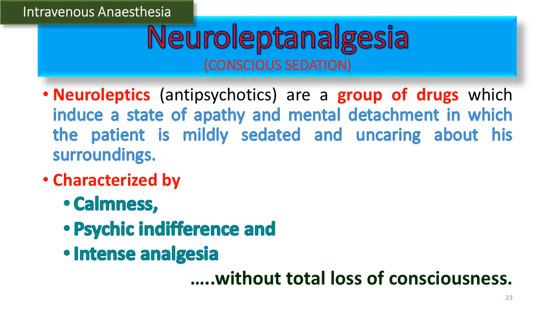Now coming to another important group of intravenous anesthesia is neuroleptic analgesia, which is also known as conscious sedation. Neuroleptics are antipsychotics. They are a group of drugs which induce a state of apathy and mental detachment in which the patient is mildly sedated and uncaring about his surroundings. It is characterized by calmness, psychic indifference, and intense analgesia without total loss of consciousness.